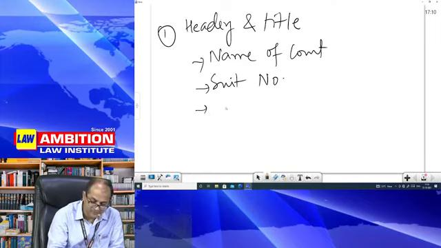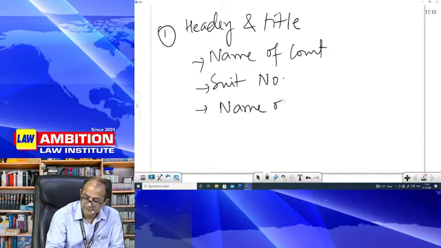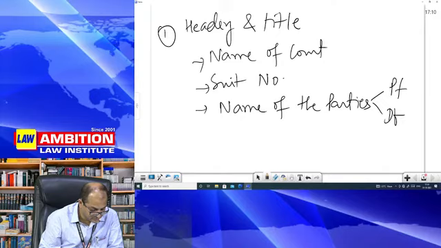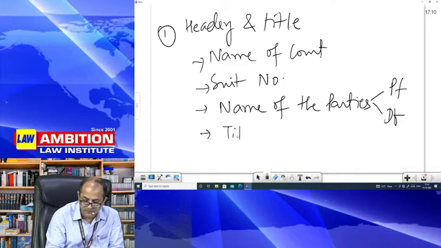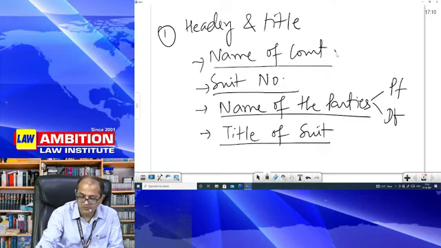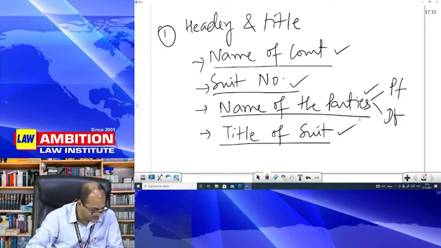Then comes the names of the parties, plaintiff and defendant, plaintiffs and defendants if there are many. And then comes the title of the suit. This is a suit for what? I will recommend you to see the various proformas which are available in general. Is this clear? This is given in this also.